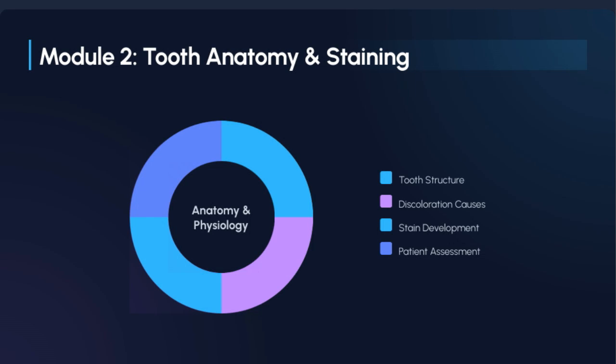I'm excited to have you here as we explore the fascinating world of tooth anatomy and staining. The title of our session is Module 2, Tooth Anatomy and Staining, and today we'll be covering some key topics, starting with patient assessment and stain development. We'll look into what causes discoloration, understand the structure of teeth, and delve into their anatomy and physiology. I look forward to sharing insights that will help you better understand how to evaluate and address staining in dental practice. Let's get started.